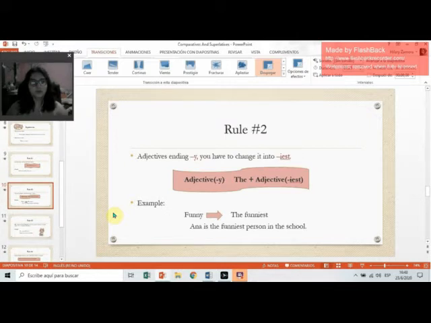Rule number 2, adjective ending in y, you have to change it to iest. So we have here the plus adjective with y changed to iest. For example, funny, the funniest. Anna is the funniest person in the school.